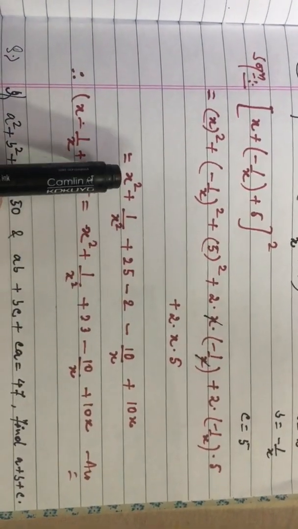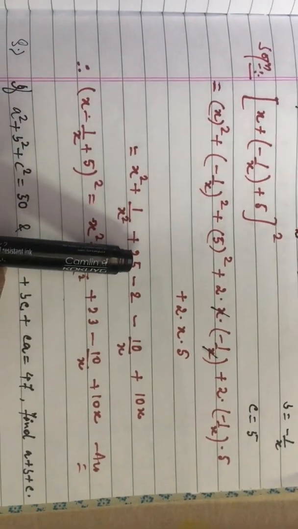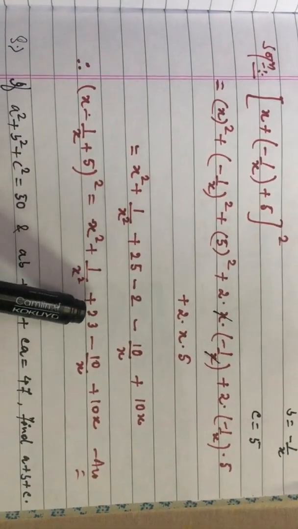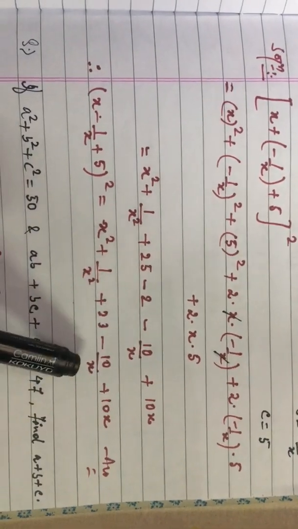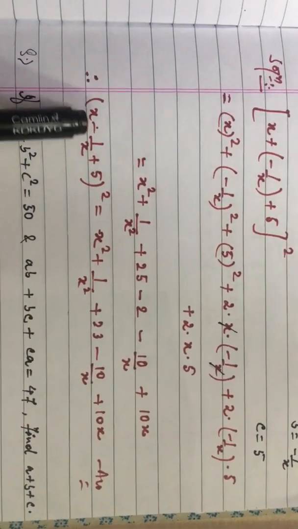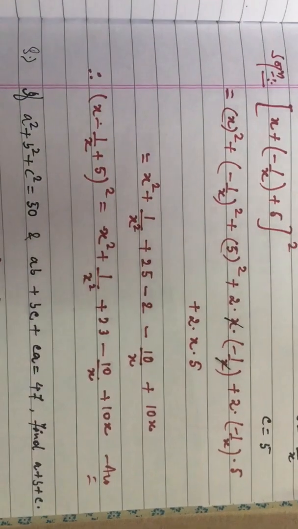Now see here, the first two terms are written the same, and 25 minus 2 plus 23, the last two terms are the same. So this is the expansion of (x - 1/x + 5) whole square.